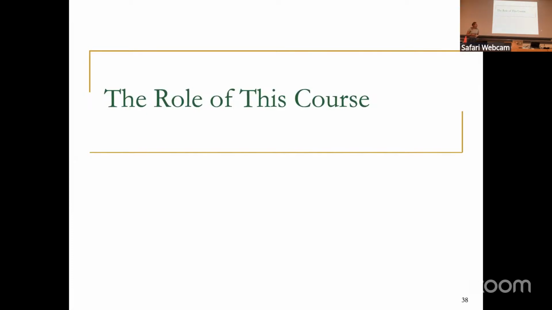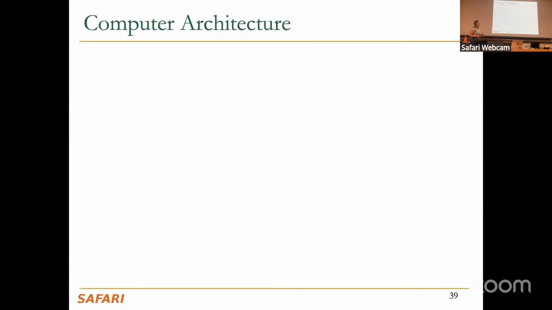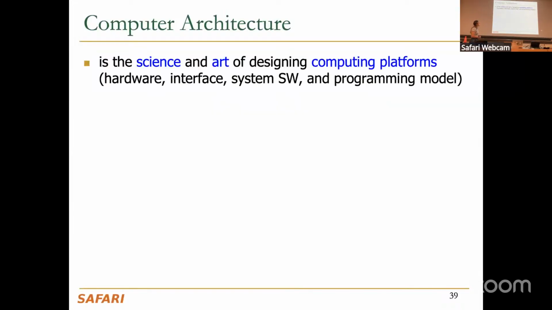So now let's go on and talk about the role of this course in the scope of computer architecture. Computer architecture is the science and art of designing computing platforms. And as we said before, we're going to take a broader perspective on this topic, and include papers, information and educational material about the hardware, the interfaces, system software, and programming models.